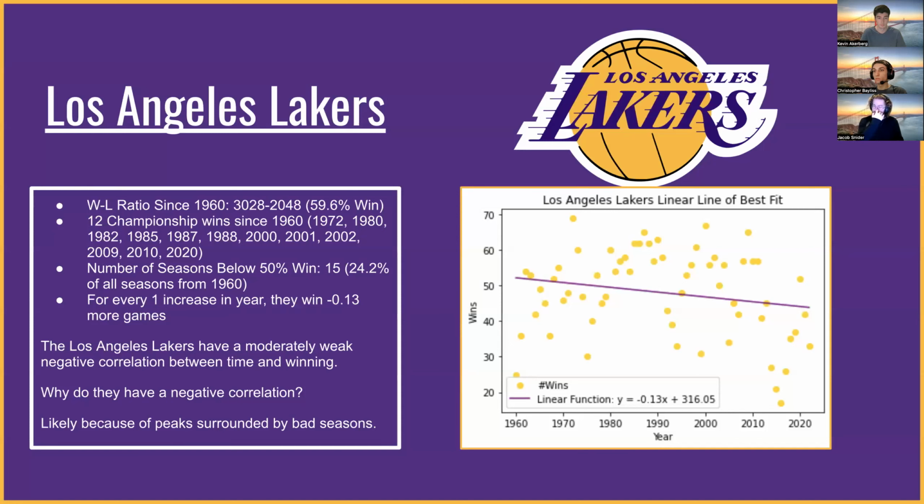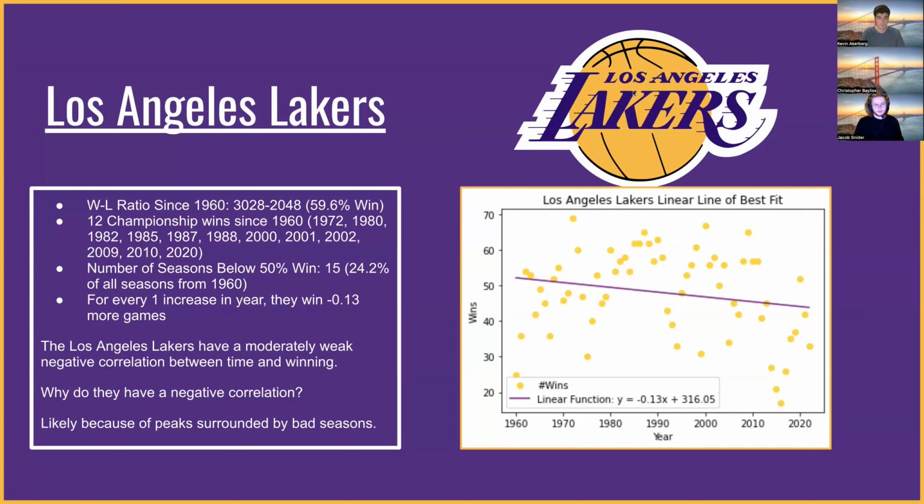And lastly, for the linear regression is our basketball team, the Los Angeles Lakers. Their win-loss ratio since 1960 says that they've won nearly 60% of all their games played since then. They have 12 championship wins since 1960. The number of seasons that they have below 50% win is only 15, meaning that only 24.2% of all seasons played since 1960 have they lost more than they've won.